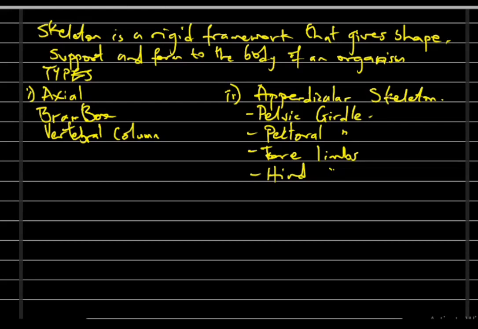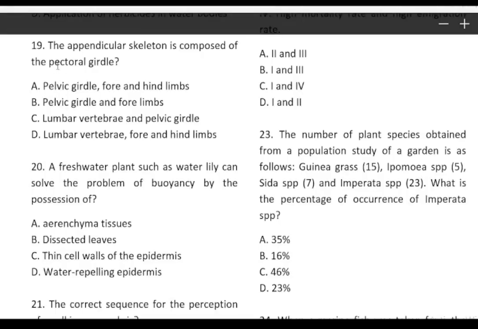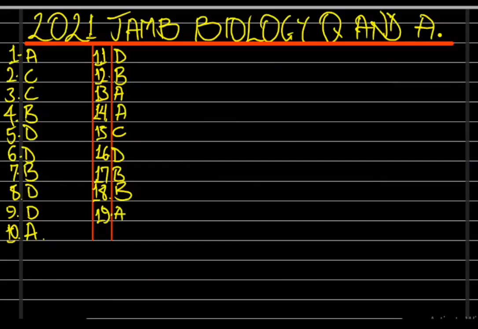The pelvic girdle includes the part that has the acetabulum, where the head of the femur sits, and the pectoral girdle also has the clavicle. It has the shoulder blade, the scapula, attached to them. So those are the parts of the appendicular skeleton. From our question, it is already telling us that it has the pectoral girdle. So other parts that it possesses include the pelvic girdle, the forelimb, and the hind limb. So that is option A.